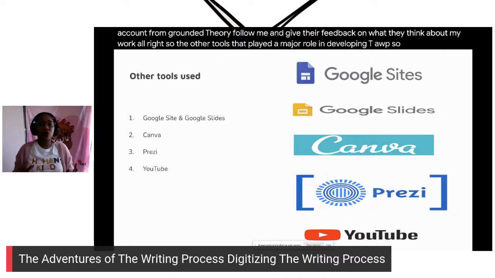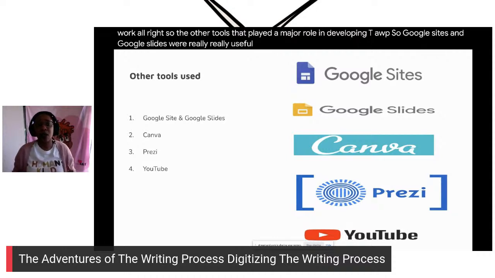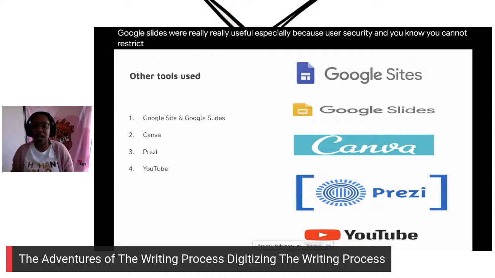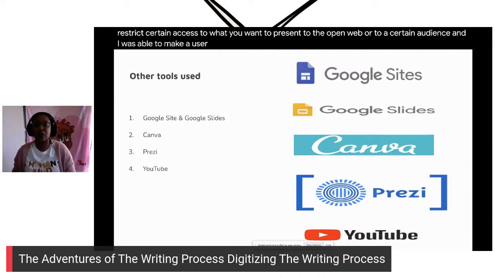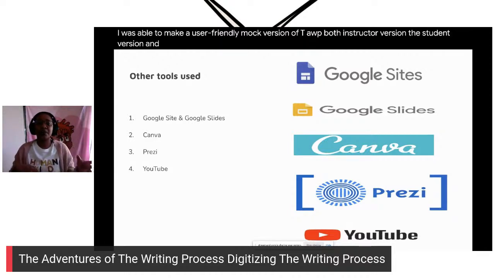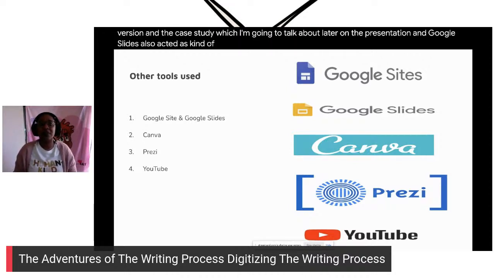All right, the other tools that played a major role in developing TAWP. Google Sites and Google Slides were really useful, especially because of user security, and you can restrict certain access to what you want to present to the open web or to a certain audience. I was able to make a user-friendly mock version of TAWP, both the instructor version, the student version, and the case study, which I'm going to talk about later on in the presentation. Google Slides also acted as note-taking for students and how I presented my information.